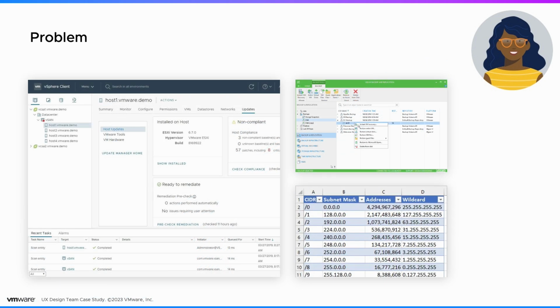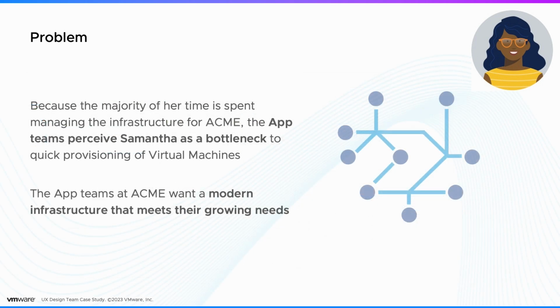Samantha uses a variety of tools such as spreadsheets, VMware's vSphere, and other third-party tools to keep the infrastructure up to date. Because of the time she spends managing the infrastructure, the apps team perceives her as a bottleneck in the process of provisioning VMs.